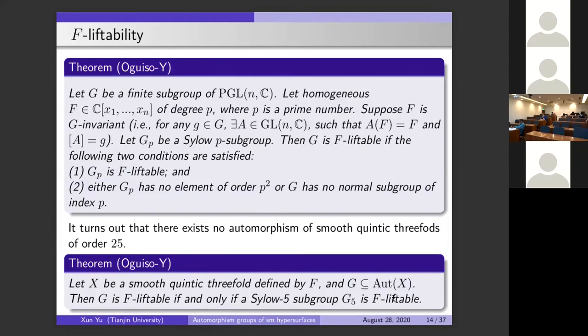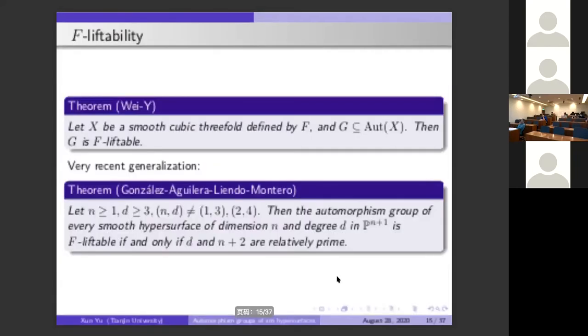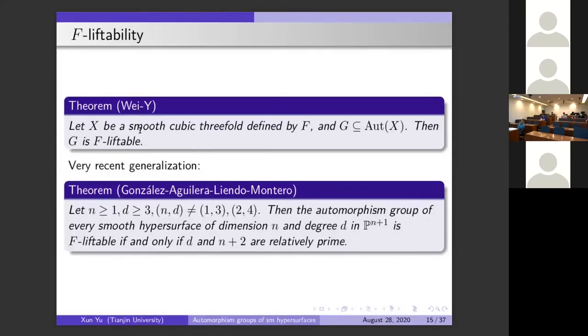By that, luckily, so many possible groups are F-liftable. It's actually simpler. We show that for smooth cubic threefold, it is always F-liftable for any group G.